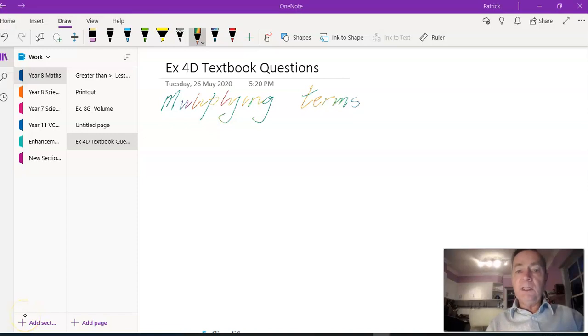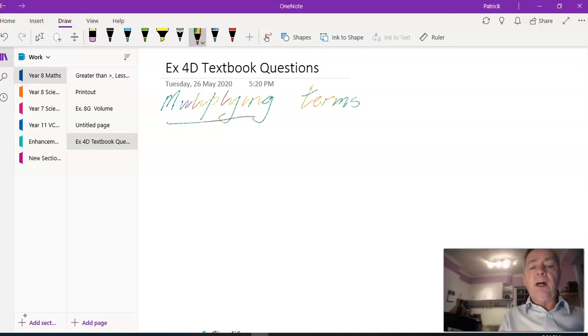Exercise 4D is multiplying terms. In 4C, what we were doing was adding terms, and we found that we could only add the like terms, right? They had to be exactly alike. Whereas when multiplying, as well as dividing in 4E, you can multiply any terms at all. But there is a way that we show that in algebra.